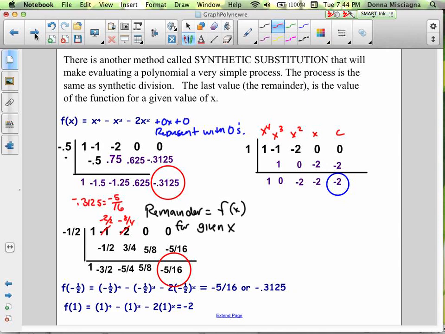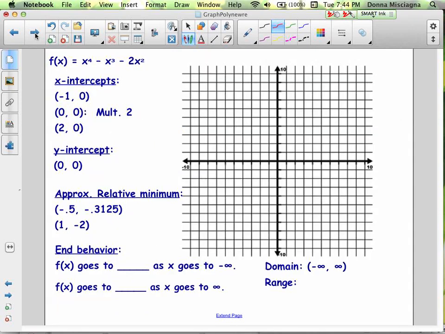So we now have all the points we need. All we need to do is graph them. All right, so we have our x-intercepts. We have -1, 0, and 0, 0. That one's multiplicity 2. Make sure you remember that. It's a good idea to write next to it. And 2, 0. We already have our y-intercept.